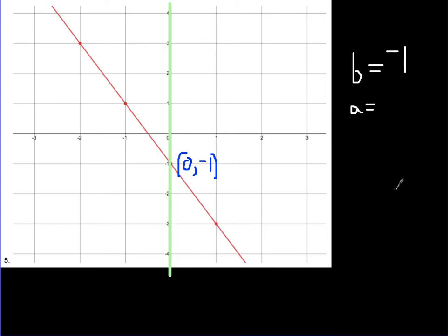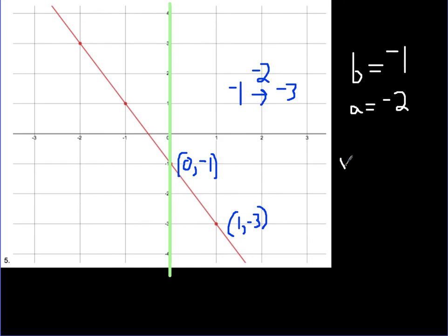Now how do I find A? How does this change? Well, let's look at our next point here. This point would be 1, negative 3. All right, so how do I get from negative 1 to negative 3? So that would actually be minus 2. 1 minus 2 would be negative 3. And I see that this line is nice and straight, so that's going to have the same pattern there. So A is going to be negative 2.